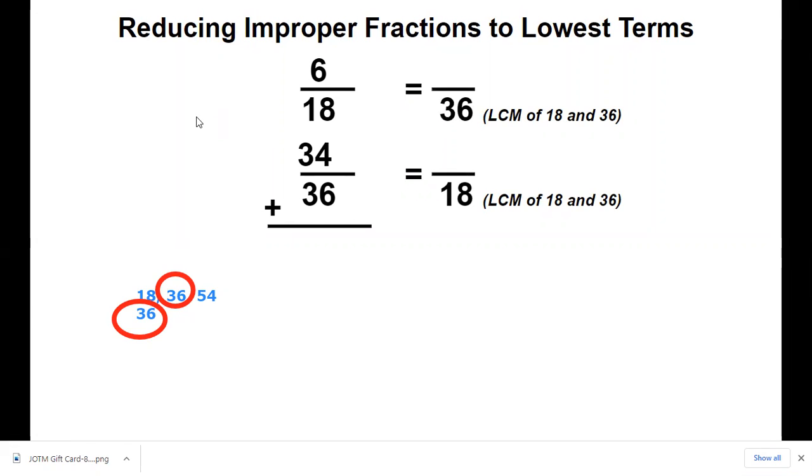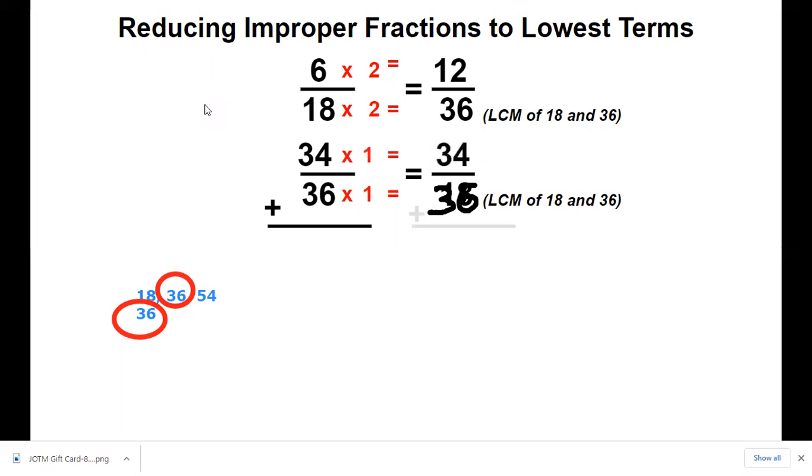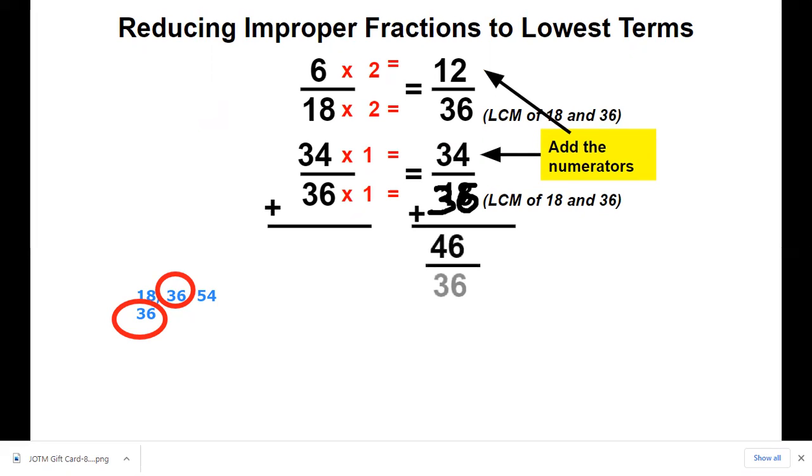Well, 18 times 2. So we times the top by 2. 6 times 2 is 12. And the bottom, I think I forgot to change this. This should be a 36. See, let's change that. This is 36. Okay, so that one just would stay 34 over 36, just times it by 1. And then we add 12 plus 34. What do we get? 46 over 36.